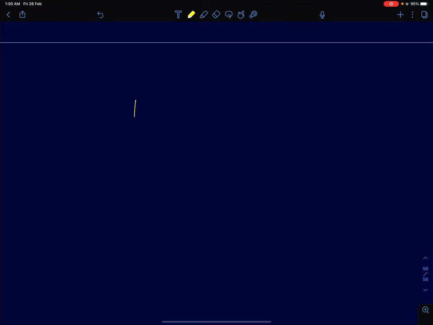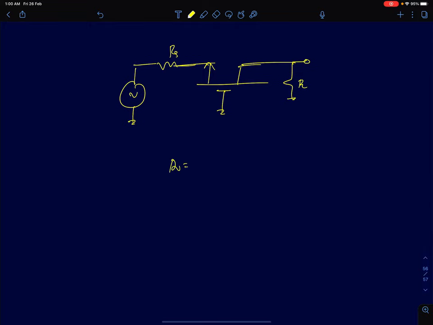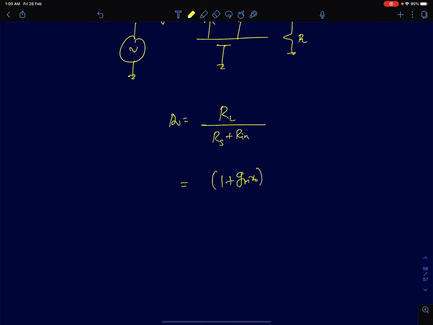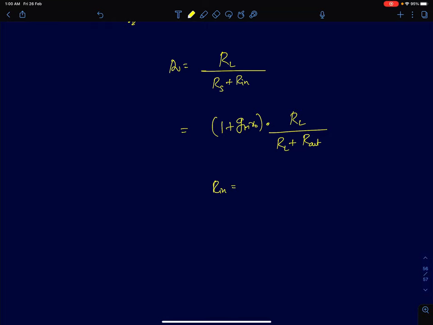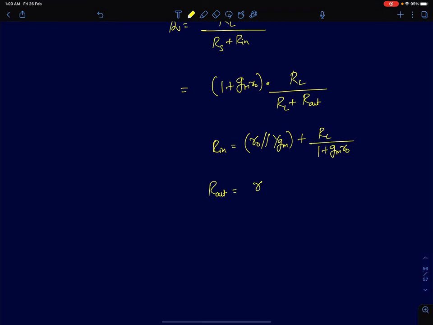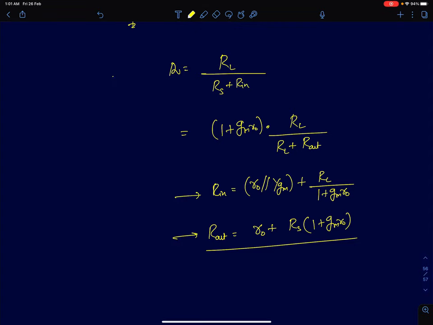Finally, to summarize, I'll write the general expression for the voltage gain of a common gate amplifier in the presence of both load and source resistances. It has two different forms. The first form is RL divided by (Rs plus Rin). We also wrote the other form, in terms of the intrinsic gain, (1 plus gm R0) into RL by (RL plus Rout). The input resistance depends on the load resistance, and the output resistance depends on the source resistance. Input resistance is given by R0 parallel 1 by gm, or rather (R0 plus RL) divided by (1 plus gm R0). And the output resistance is given by R0 plus Rs into (1 plus gm R0). These are the expressions for input and output resistances, and the expressions for the voltage gains in the case of a common gate amplifier with R0.